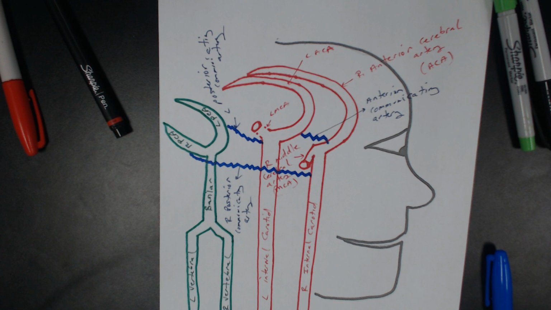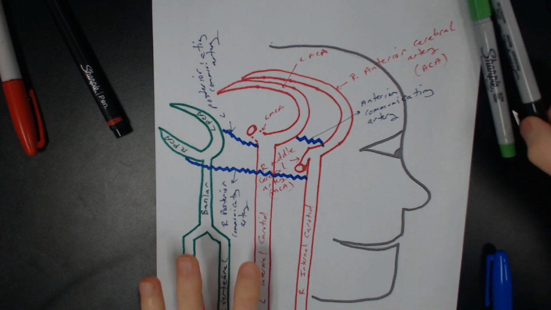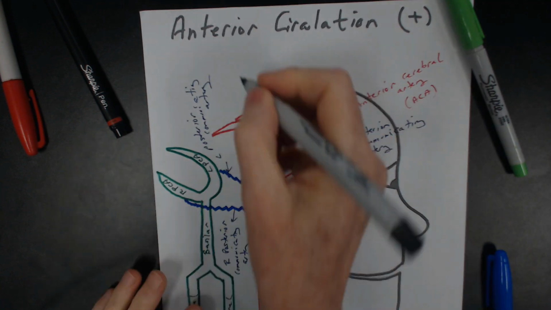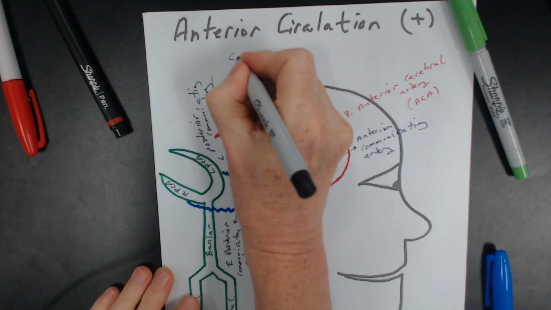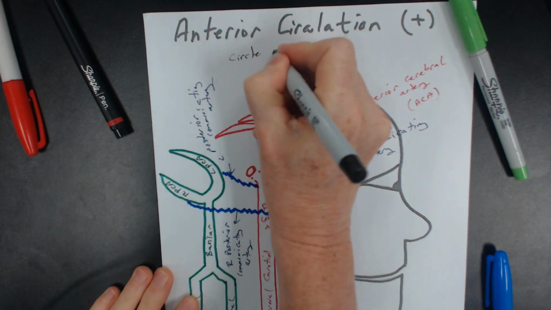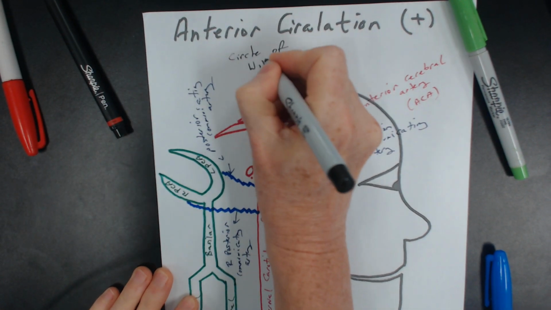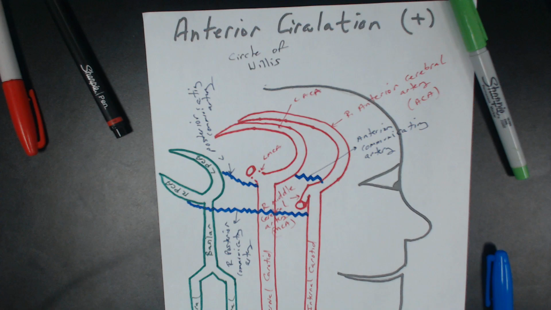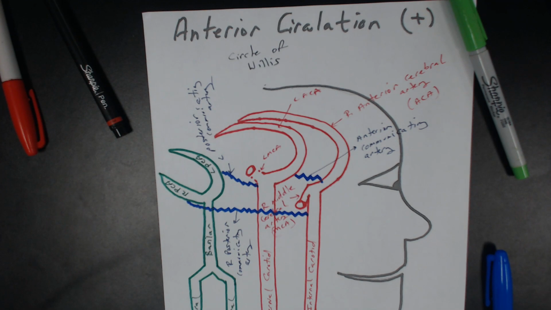Ellie? Is it circle of Wills or Willis? Willis. We're going to look at it in a minute. So yeah, I'll write that down on this page too. So this is called the circle of Willis, W-I-L-L-I-S. So it's a way for your brain to connect left and right, anterior with posterior, anterior with vertebral basilar.